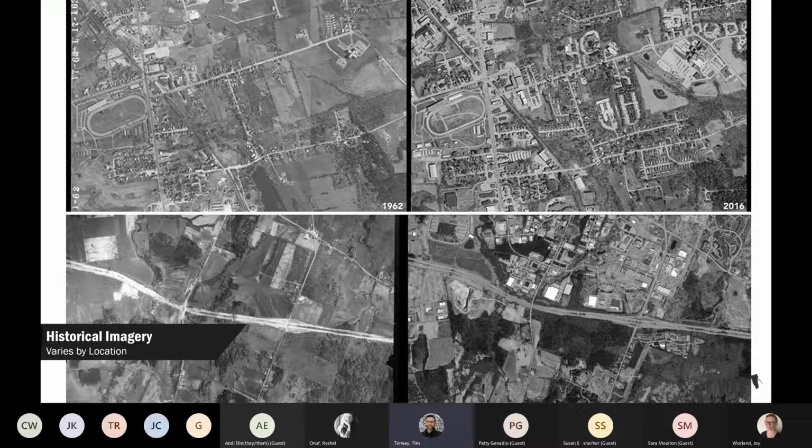So Williston in particular is interesting because you can see in '62, the interstate, or I-89, is just being built. It's still kind of dirt and under construction. Whereas in 2016, you see things like Home Depot and Walmart and all of that development that has since proceeded in that same location.